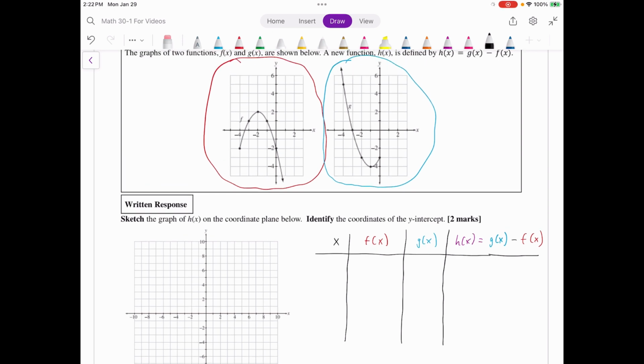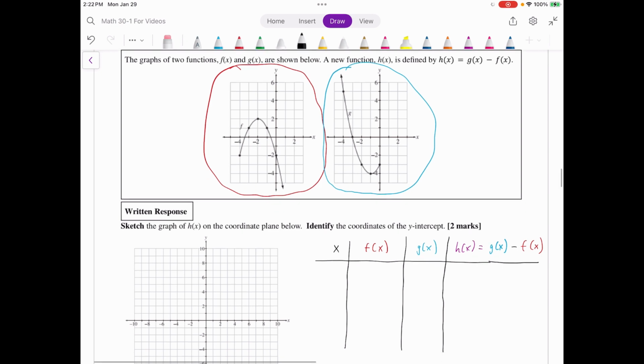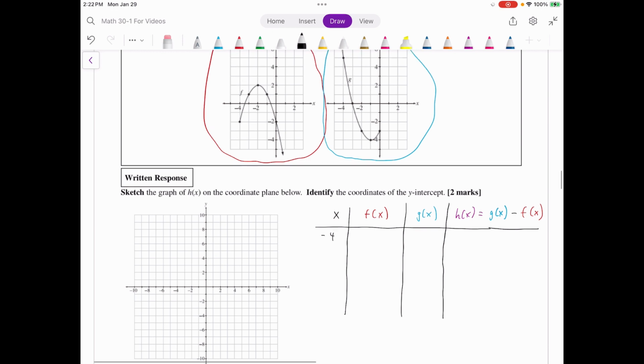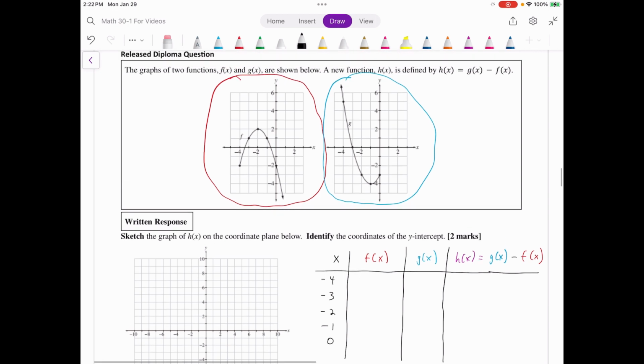Okay, so for the x's I'm going to choose, let's just look at what we can see. For f, it looks like we can see from negative 4 up to, well, forever. So let me start at negative 4. Let's say negative 4, negative 3, negative 2, negative 1, 0. Okay, and notice g of x stops. Like when x is 0, it just stops.